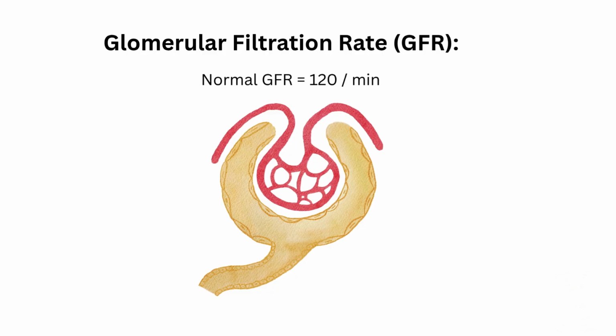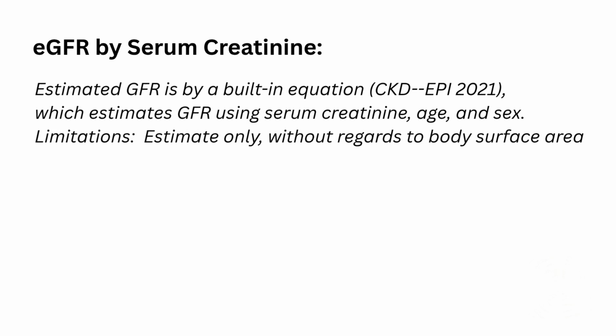The average GFR is 120 mL per minute, depending upon factors such as age, sex, race, body surface area, and muscle mass. It is much lower in acute and chronic kidney injury, previously known as acute and chronic renal failure. Estimated GFR is calculated by an equation, CKD-EPI 2021, the Chronic Kidney Disease Epidemiology Collaboration formula using serum creatinine, age, and sex.